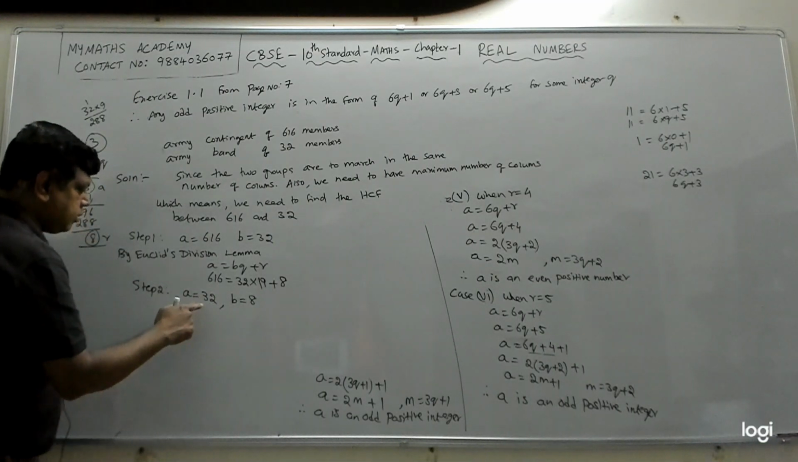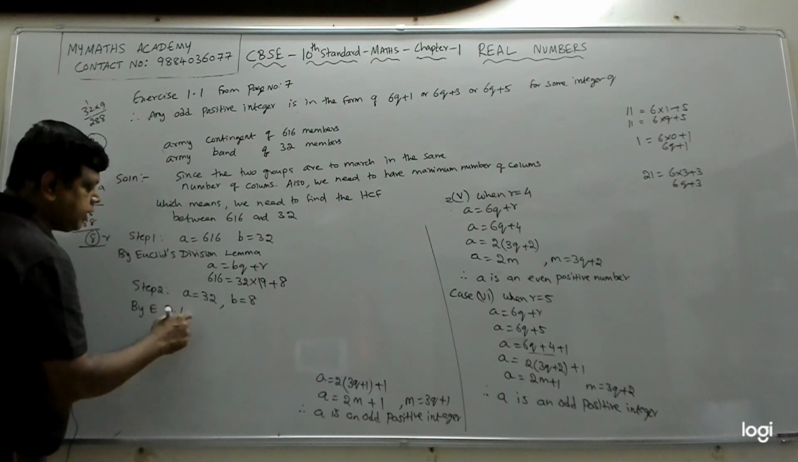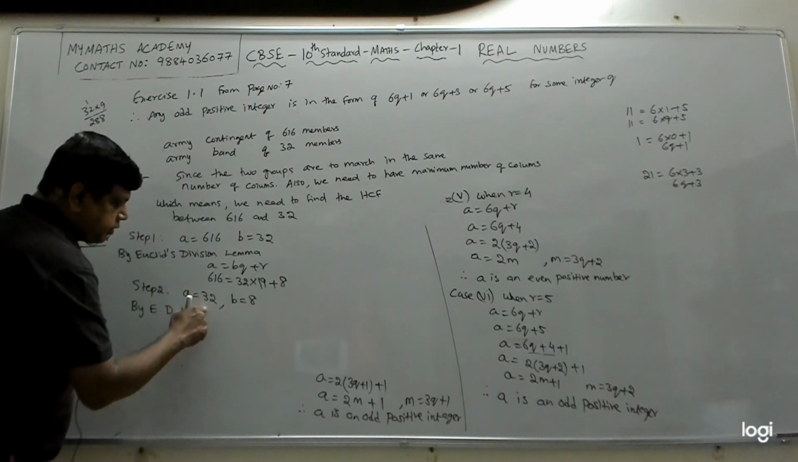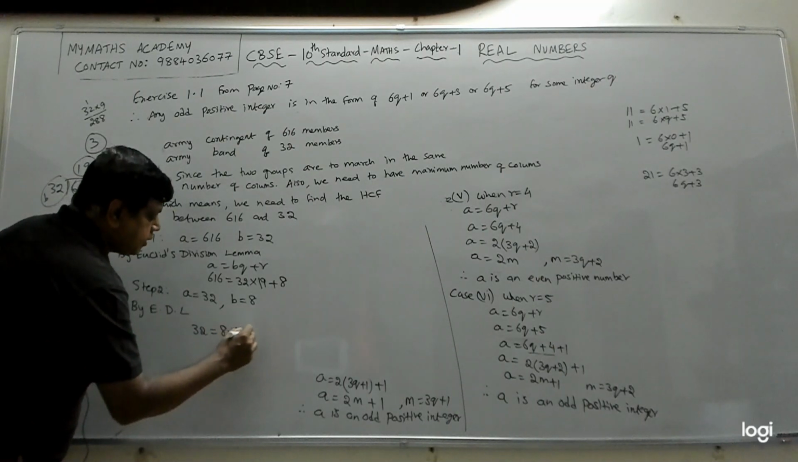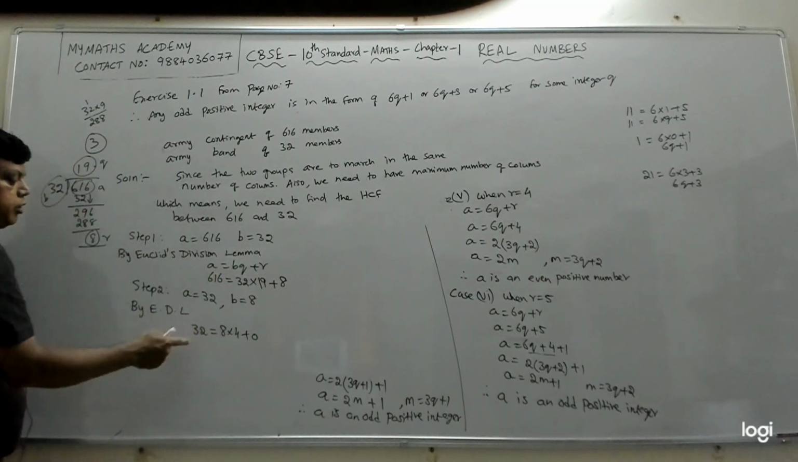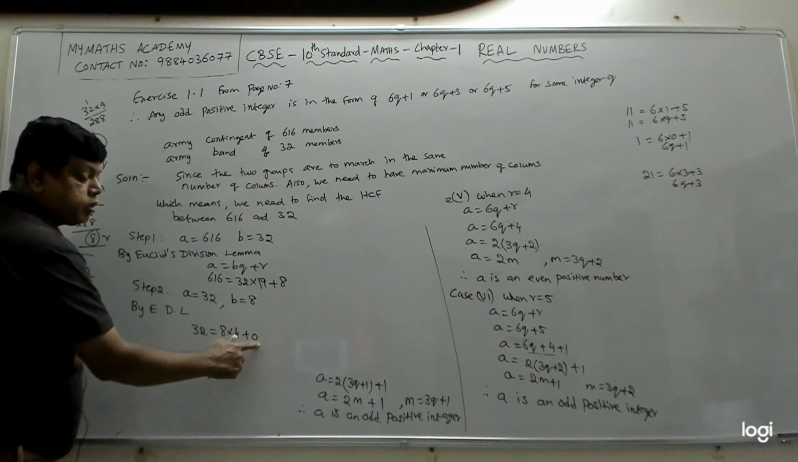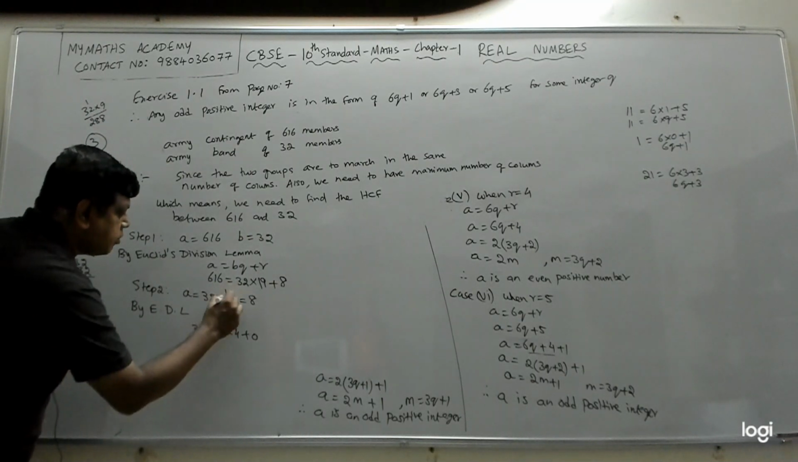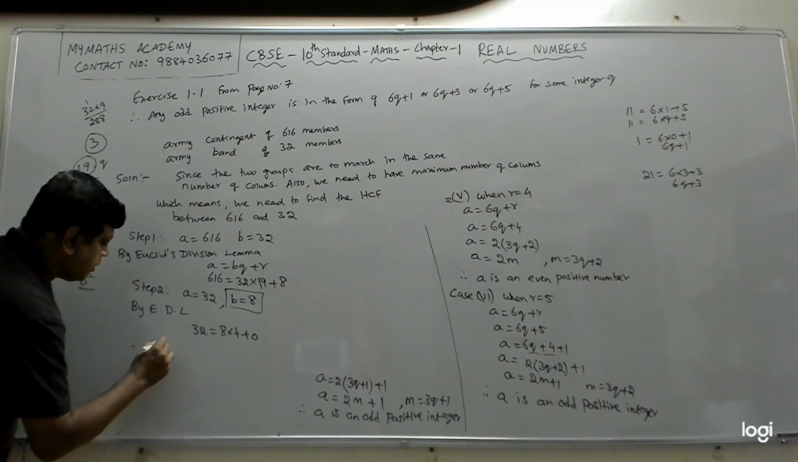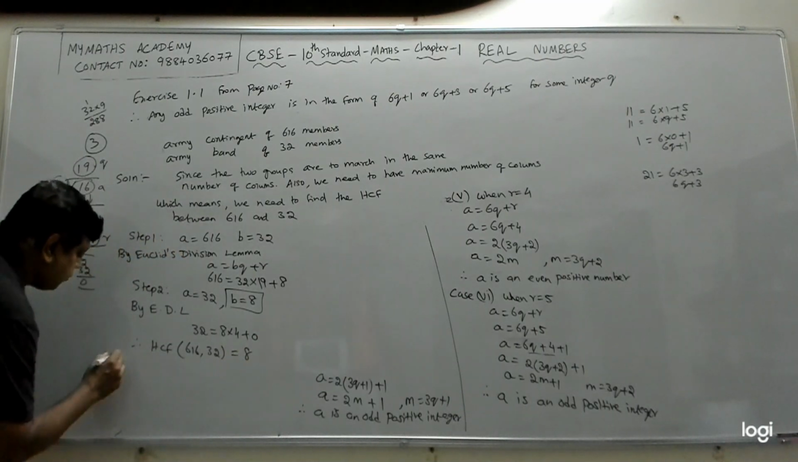Now again apply Euclid's division lemma, EDL. I have to write 32 in the form BQ plus R, which means you divide 32 by 8. You get 4 times, remainder is 0. So 32 can be written as 8 into 4 plus 0. The moment you get 0, we have the final answer, so this will be my HCF. Therefore, HCF of 616 and 32 is 8.